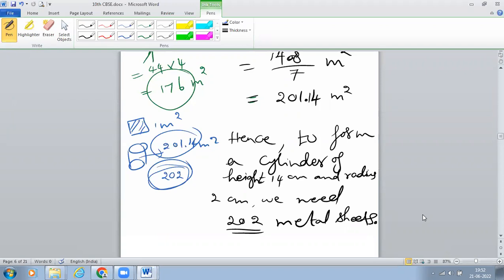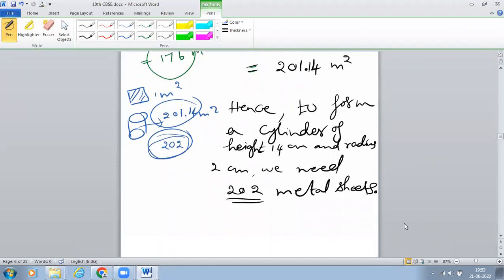Sir, I have a question, sir. Yeah, what is it? How do we know that the area of the cylinder has to be 2 pi r into r plus h? Okay, I will teach you now.